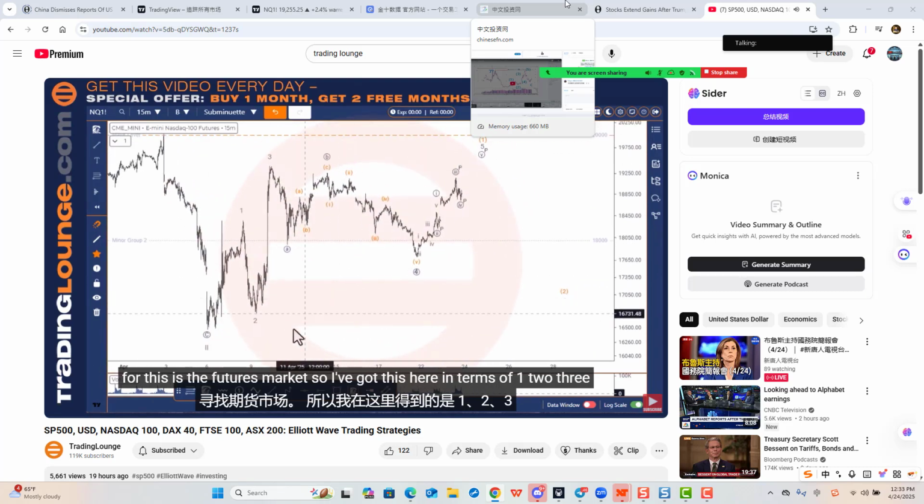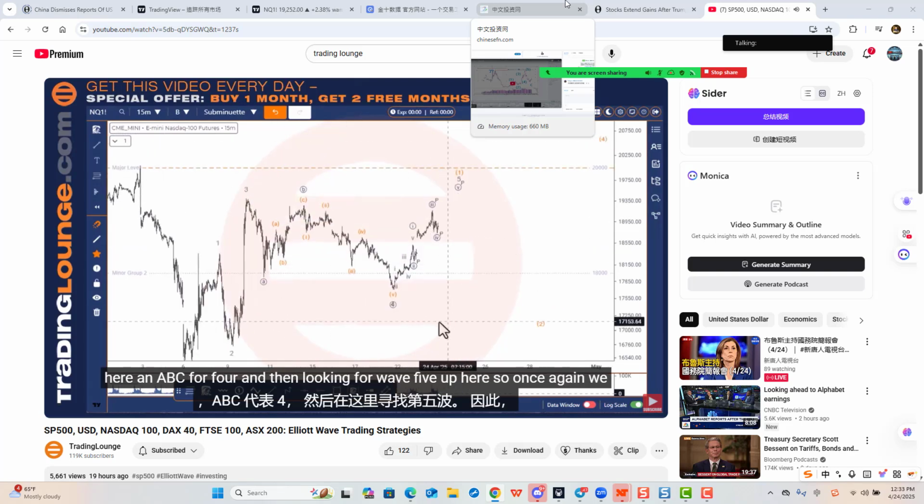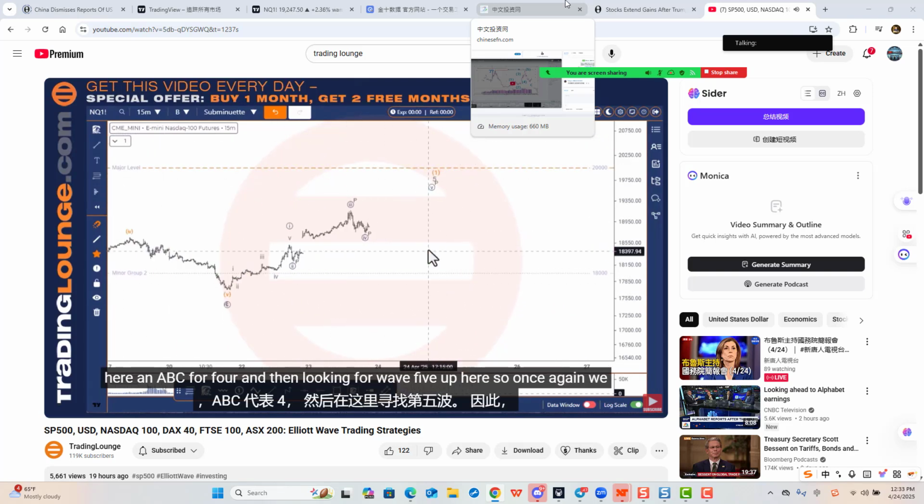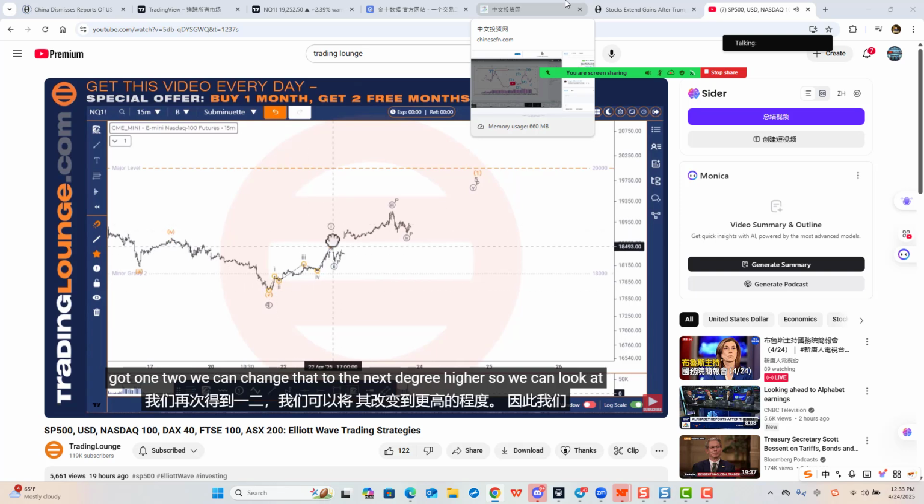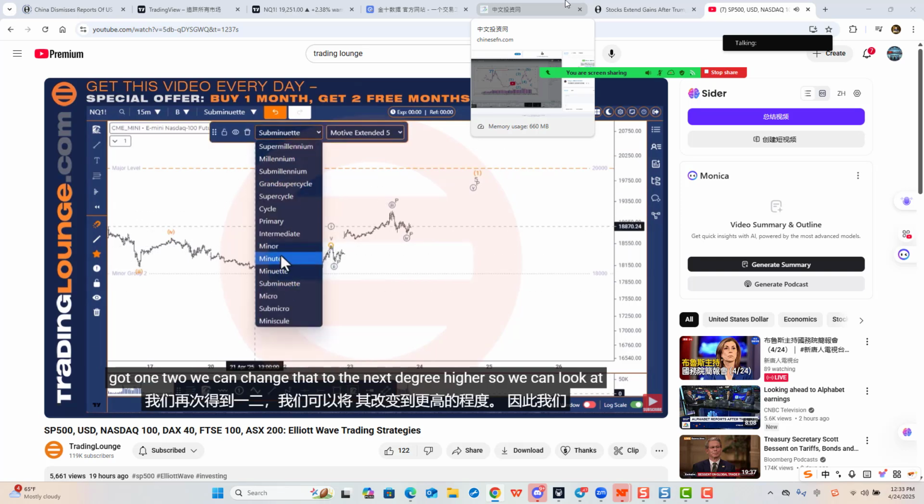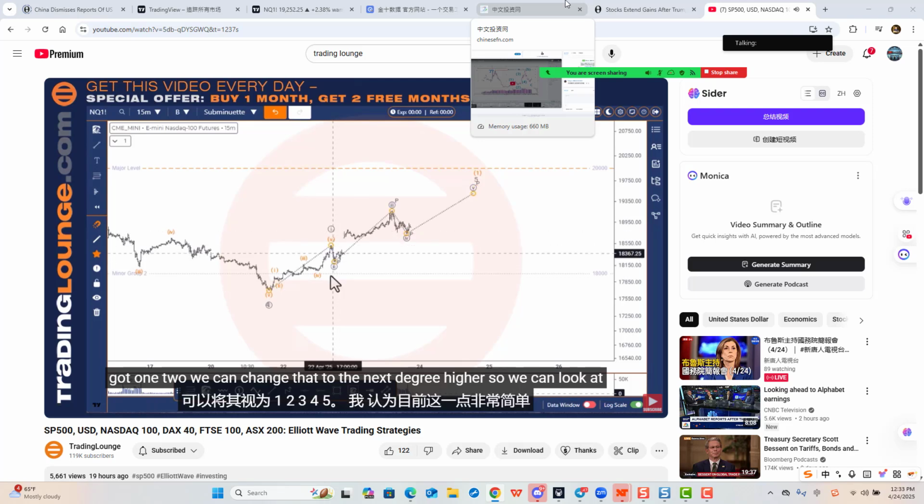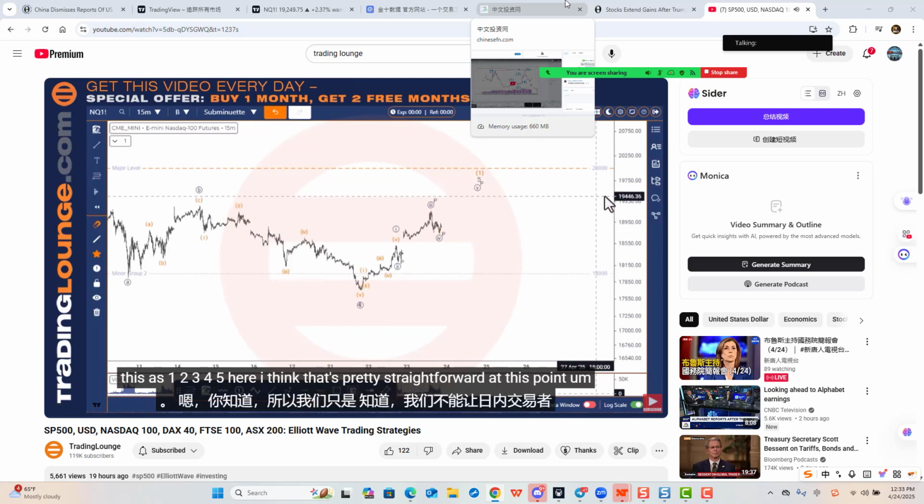And we're looking for, this is the futures market. So I've got this here in terms of 1, 2, 3 here, ABC for 4, and then looking for wave 5 up here. So once again, we've got 1, 2, we can change that to the next degree higher. So we can look at this as 1, 2, 3, 4, 5 here. I think that's pretty straightforward at this point.